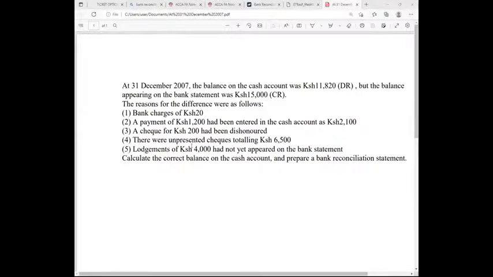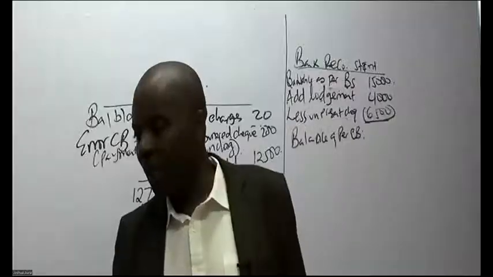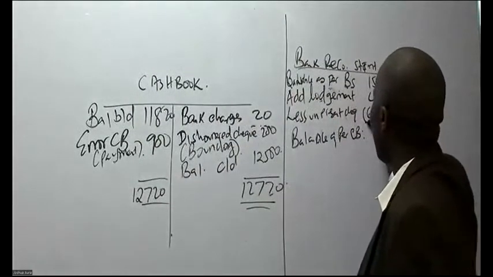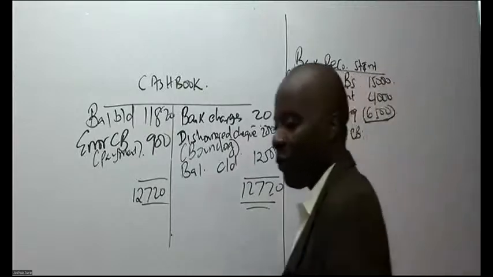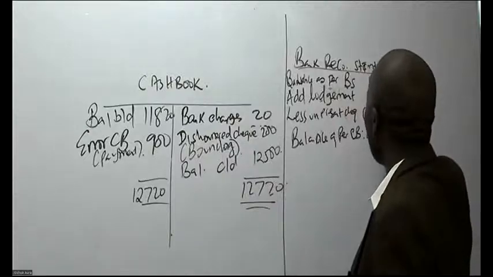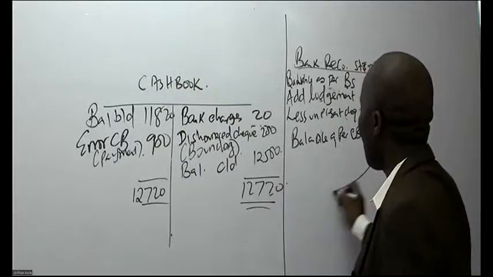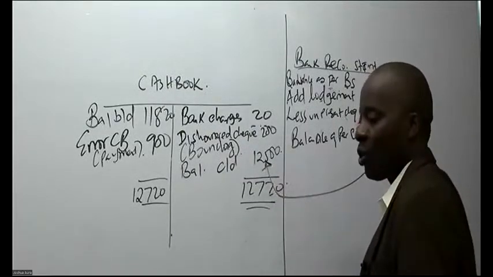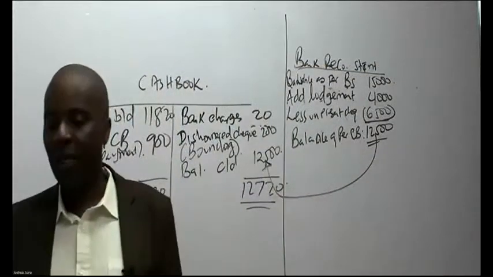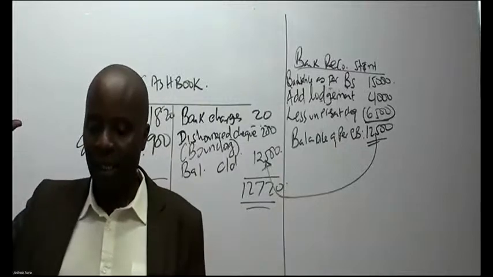as per cash book. Balance as per cash book. So you're taking this 15,000, you add 4,000 minus 6,500. What figure are we getting? 12,500. So are you seeing some kind of a reconciliation? Are you seeing some kind of an agreement? 12,500. Is that okay?